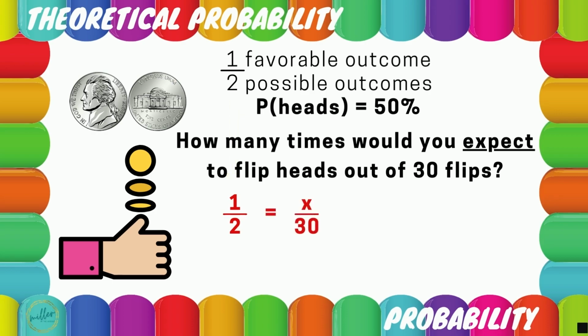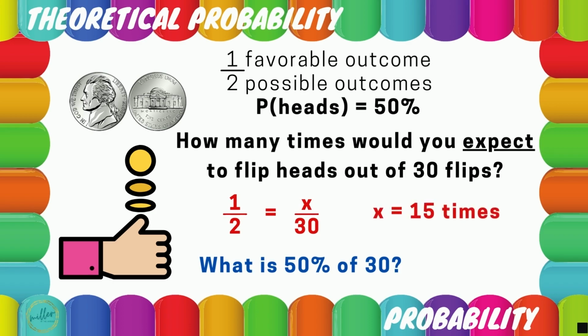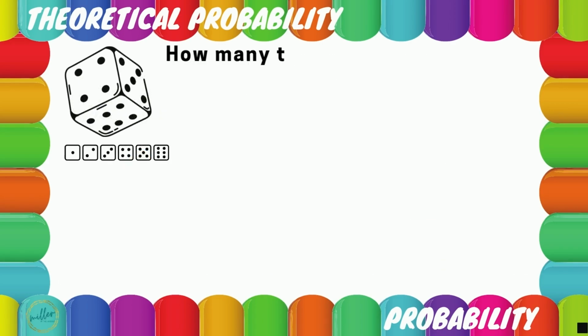We can set it up as a proportion and say 1/2 equals what number out of 30? Or you could think of it kind of like an equation, and we figure what is 50% of 30? And you can write out x equals 0.5 times 30, or what is 1/2 of 30? No matter what way you actually solve this, you should get x equals 15 times. Whether it's a proportion, or if you use an equation, what is 50% of 30? You would also get 15.